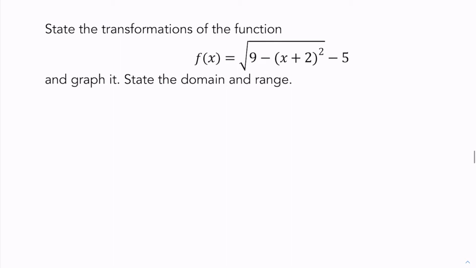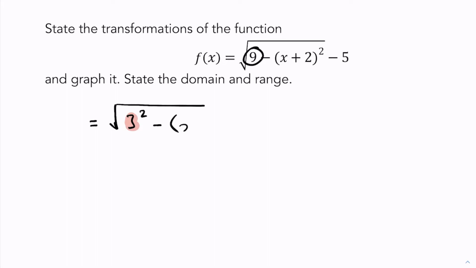Here we're going to be looking at a function that is a semicircle function, and we want to find the transformations in it as well as graphing and finding its domain and range. So first off, if you recall, semicircle functions are usually written in a way such that we can read off the radius of this semicircle. This number here usually is expressed as a square. That way we identify that the radius is going to be 3 units.